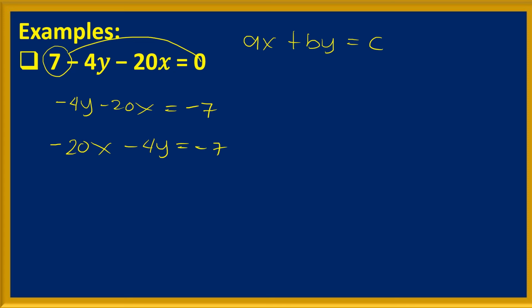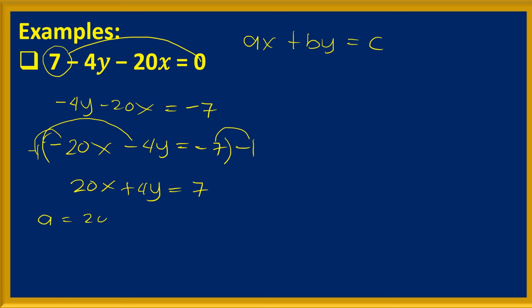Then, since standard form natin is positive, kailangan natin siya i-multiply both sides by negative 1 para maging positive yung ax natin. So, negative 1 times negative 20 is positive 20x. Negative 1 times negative 4y is positive 4y. Negative 1 times negative 7 is positive 7. Since naka-standard form na siya, value ng a natin is 20. Value ng b natin is 4.